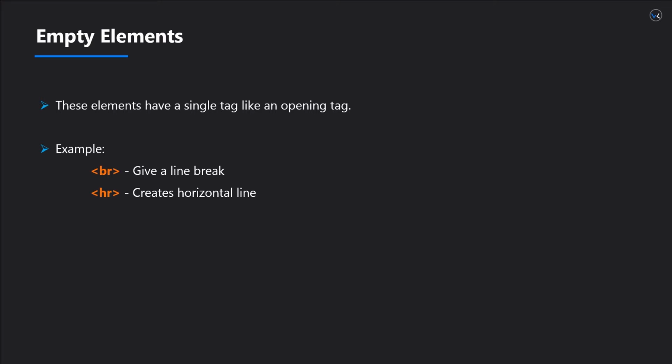Now, there are some elements which have a single tag, like an opening tag, and do not have any text and a closing tag. These types of elements are called empty elements. For example, the br tag or the hr tag. The br tag is used to give a line break, basically to go to a new line, and the hr tag is used to create a horizontal line. These elements do not require anything to be there as element content. These single tags are enough to define an element. We will see more of that later.